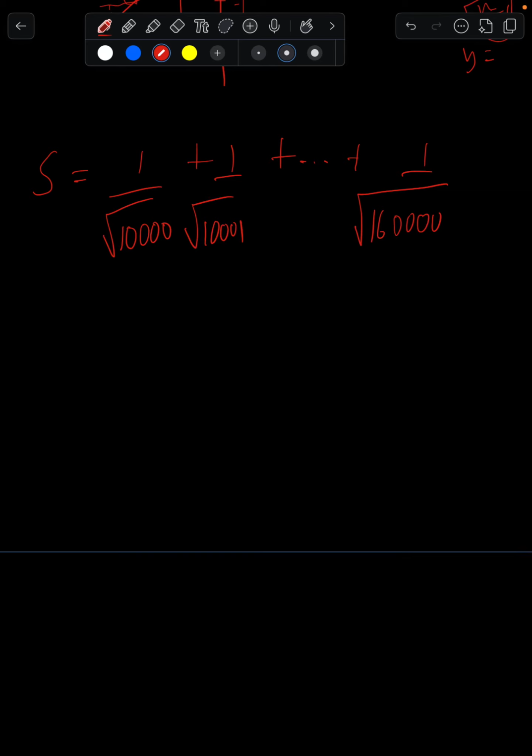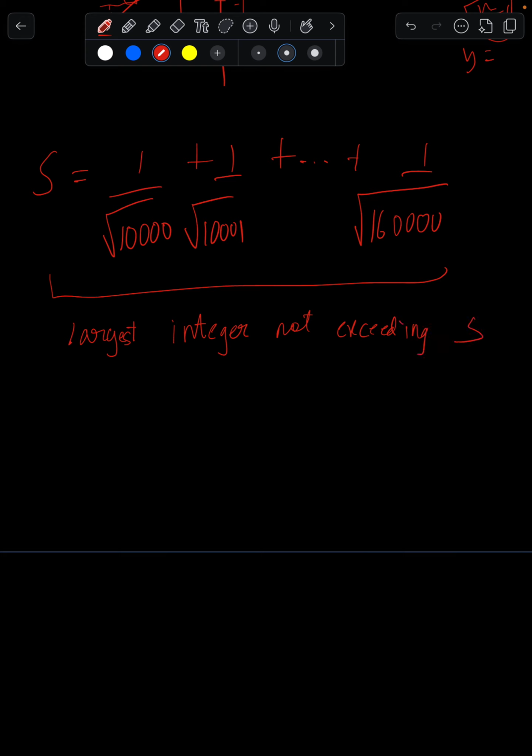So you have the sum and you want to find the largest integer not exceeding S. That means the largest integer that is less than S. So that basically means the greatest integer function of these.